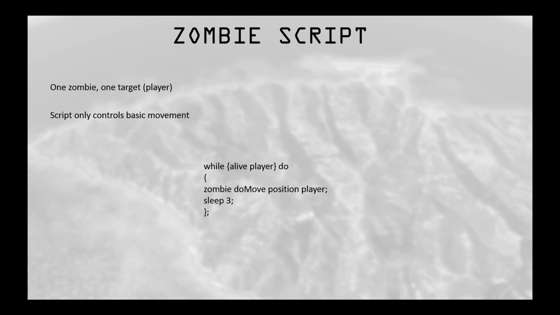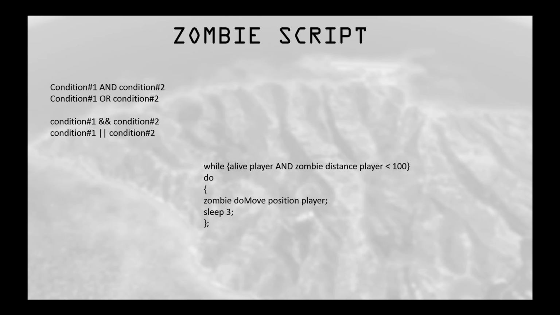Now I'm fairly convinced I already talked about having multiple conditions together. If you are here for the first time or missed the previous video, conditions are connected with the words and, or. In our case, we want both cases to be true. The player needs to be alive and less than 100 meters from the zombie, so we will use and.